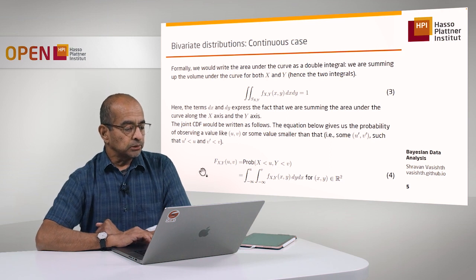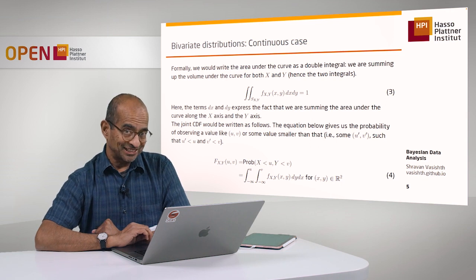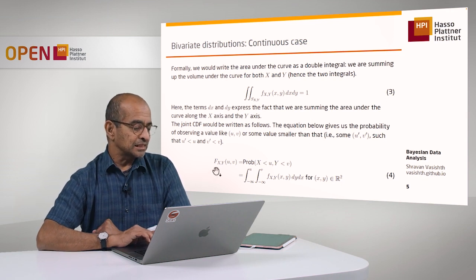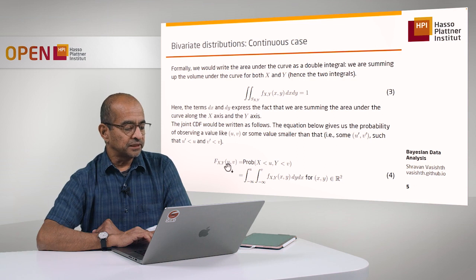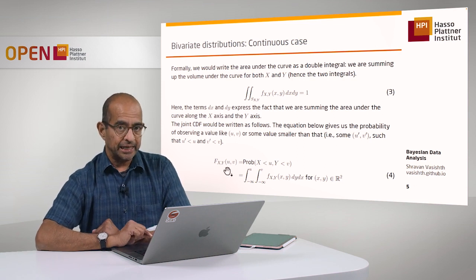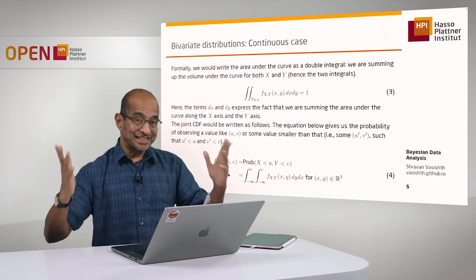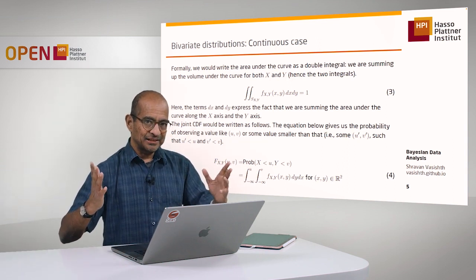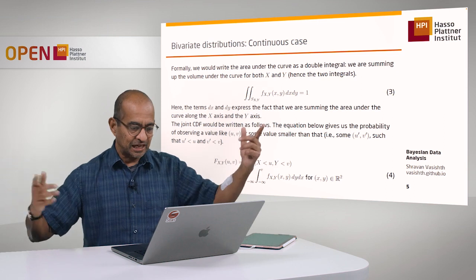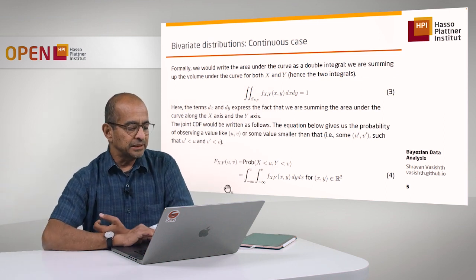I could also write the cumulative distribution function now, right? I could ask what is the joint probability of observing a value like u for the x random variable and v for the y random variable, or something less than that, in this three-dimensional space. That probability can also be computed using the CDF by just carrying out the integral.